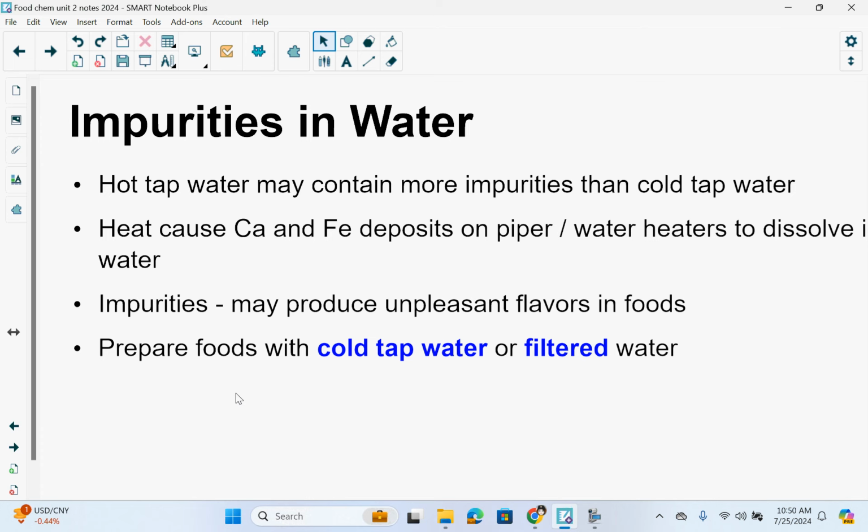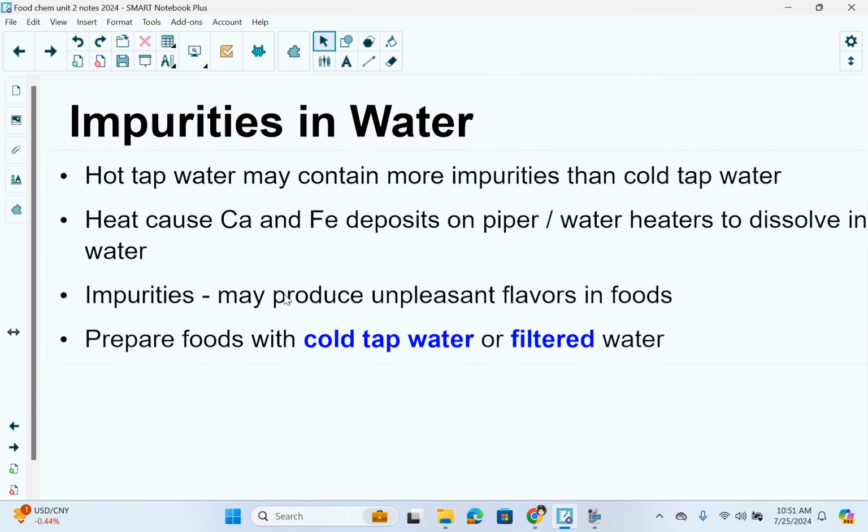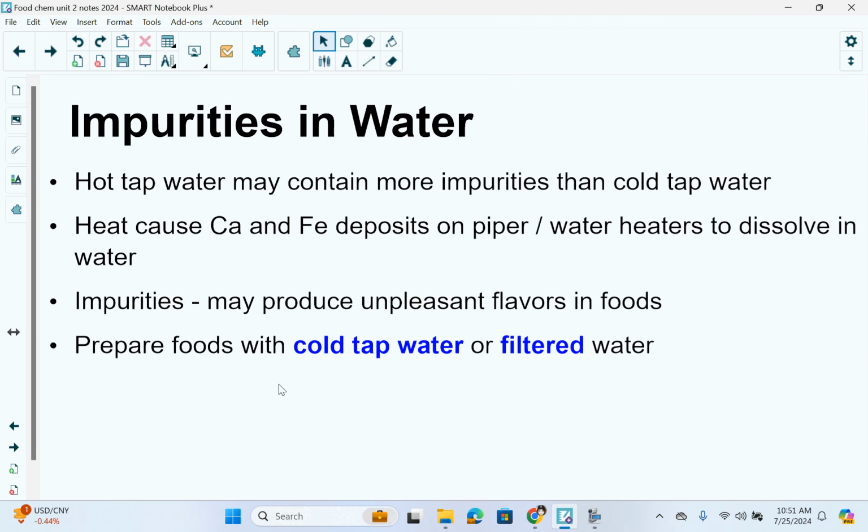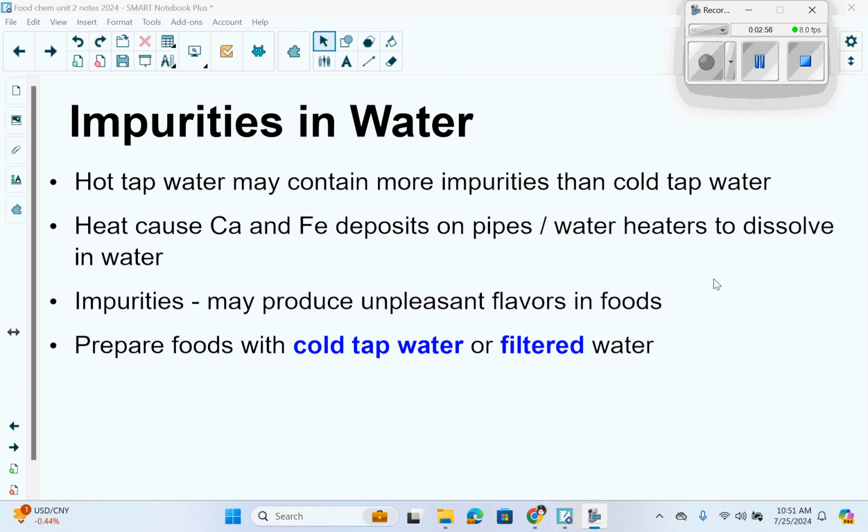Impurities in water. Hot tap water may contain more impurities than cold tap water. Heat causes things like calcium and iron deposits on pipes and water heaters to dissolve in the water. These impurities may produce unpleasant flavors in foods. So foods need to be prepared with cold tap water or filtered water.